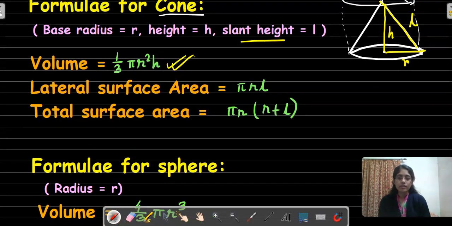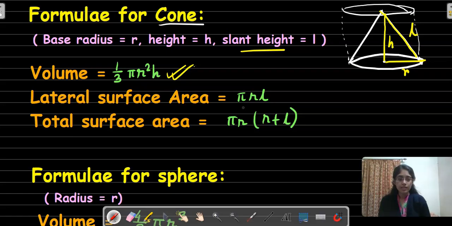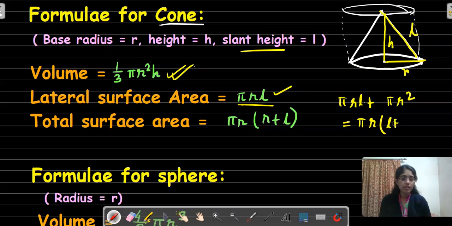Now what is total surface area? Lateral surface area is pi r L and total surface area is pi r L plus the base area, that is pi r square. So take pi r common and you get (L plus r). This is the total surface area.